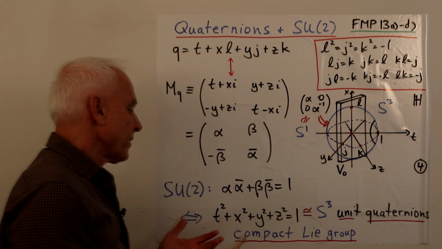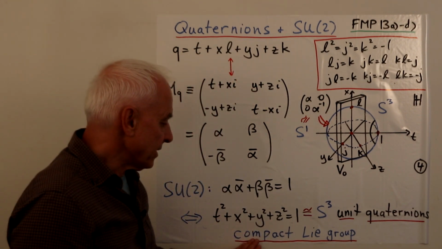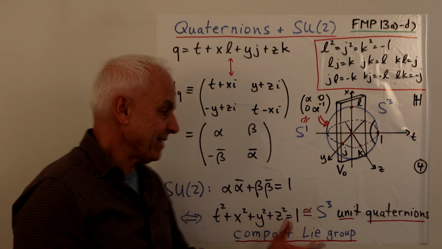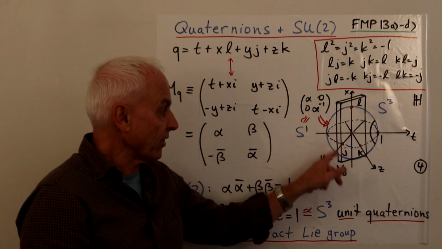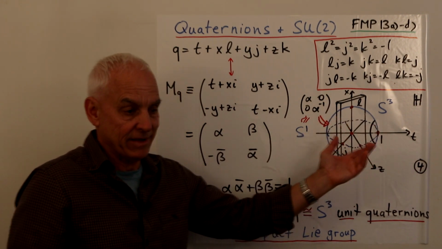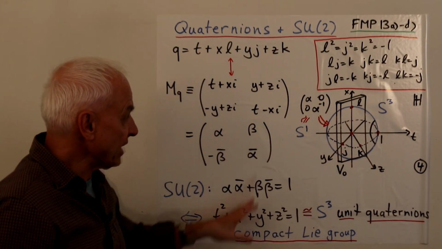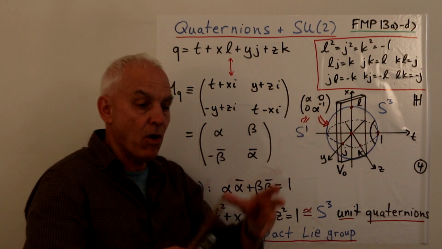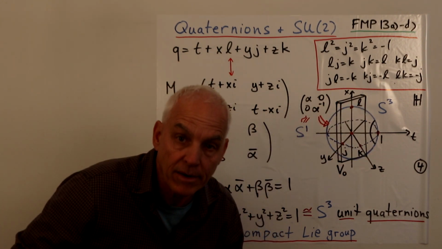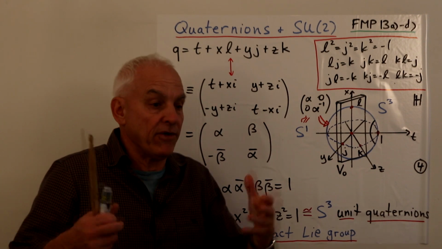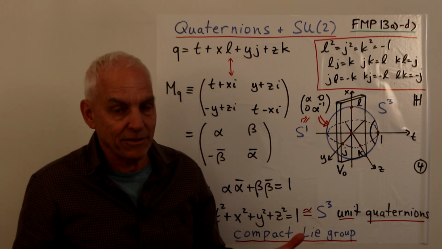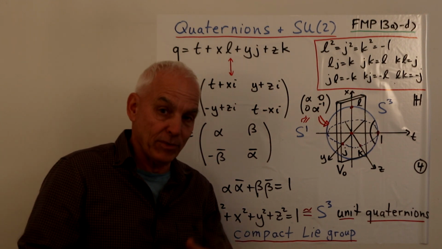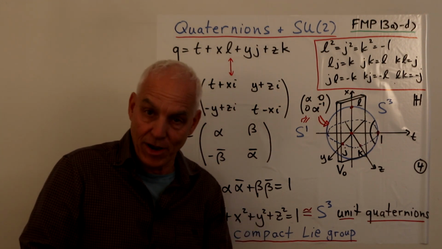So this is an example of a compact Lie group, and it's the simplest non-abelian Lie group. Of course, the circle itself is also a compact Lie group, but it's abelian. But this SU2, or the 3-sphere, is the smallest non-abelian compact Lie group. So it plays a really distinguished role in mathematics, but remarkably, or maybe not so remarkably, it also plays a really distinguished role in physics as well.